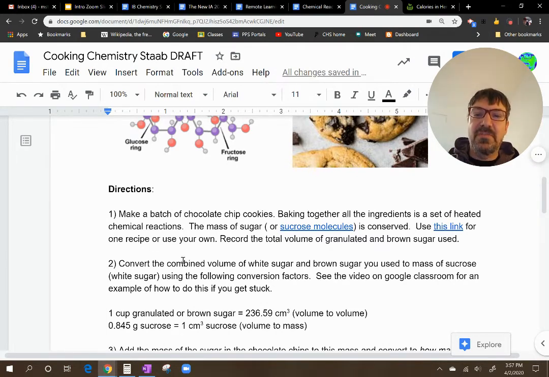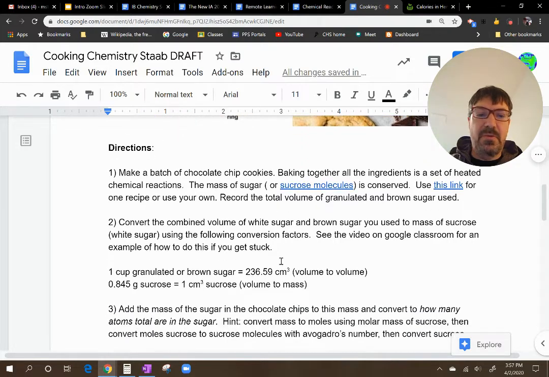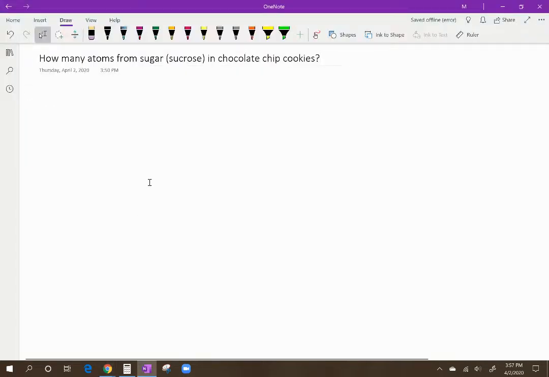So we're doing this, converting the combined volume of the white sugar and brown sugar you used to the mass of sucrose using these two conversion factors that I got for you guys. And you can watch the video of this. It's connected on Google Classroom. It'll be on there in a little bit when I get done. Okay, so how many atoms from sugar sucrose in chocolate chip cookies? So let's say that you used 3/4 cup of the white sugar and 3/4 cup of the brown sugar. So you have 1.5 cups total sugar.